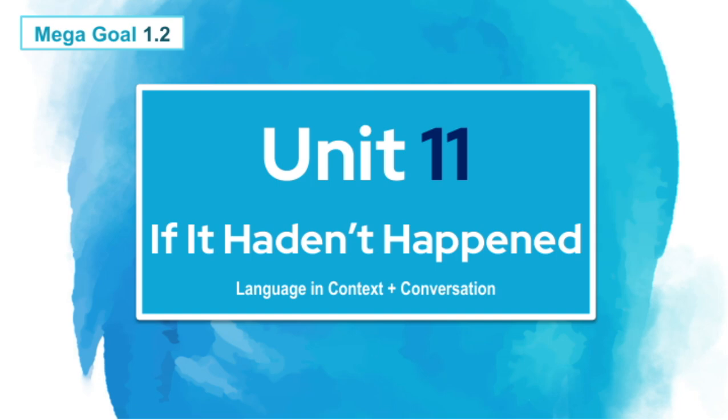We'll be exploring Mega Goal 1.2, specifically Unit 11, titled, If It Hadn't Happened. This session focuses on language in context and conversation skills. Over the next few minutes, I'll guide you through the key concepts and practical examples that will help you understand how to use language effectively in real-life situations. So, let's get started and dive into this interesting topic.